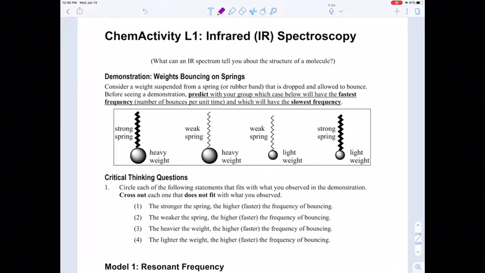Okay, so you probably chose, or I hope you chose, number 1 and 4. So 1, the stronger the spring, the faster the frequency of bouncing. And 4, the lighter the weight, the higher and faster the frequency of bouncing. So these we can cross out.